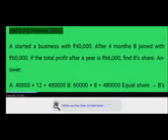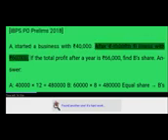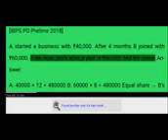IBPS PO Prelims 2018. A started a business with 40,000 rupees. After 4 months B joined with 60,000 rupees. If the total profit after a year is 66,000 rupees, find B's share. Answer: A, 40,000 times 12 equals 480,000. B, 60,000 times 8 equals 480,000. Equal share, so B's share equals 33,000 rupees.